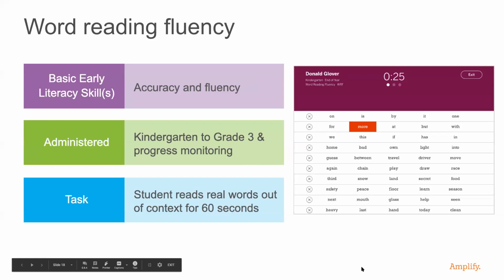The next one is word reading fluency. This is a measure of accuracy and fluency during which students read real words out of context for 60 seconds. This is given from kindergarten through 3rd grade. Words are chosen based on their frequency in text, so some of these are going to be irregular and some of them are going to be decodable. So we're going to see a combination of both students decoding as well as sight word memory here.